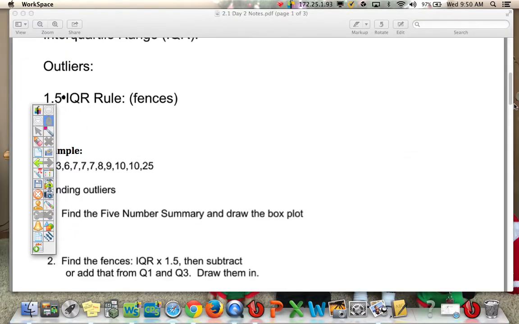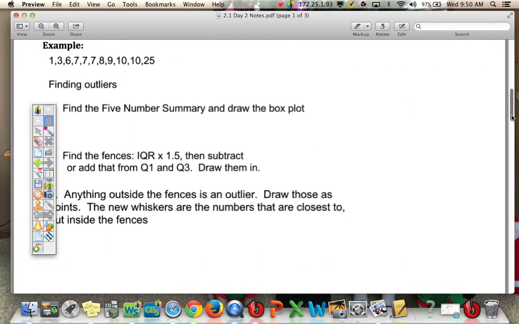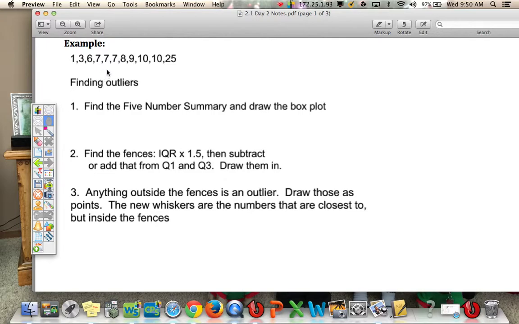Okay, so here's the example. Let's say we had these numbers right here. 25 is pretty far apart from the rest, so we have to find, is it an outlier? Let's find the 5-number summary and draw a box plot.